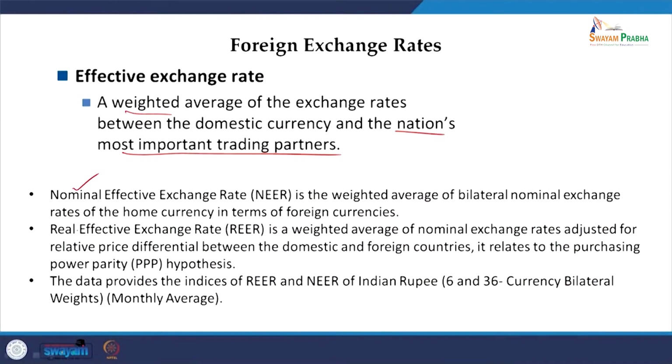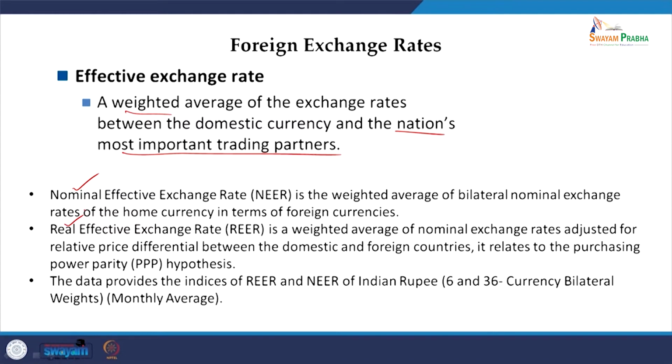So, there are two concepts that emerged in the context of effective exchange rate. One is called NEER and another is called REER. NEER is the nominal effective exchange rate and REER is the real effective exchange rate. Nominal effective exchange rate is actually the weighted average of bilateral nominal exchange rates of the home currency in terms of foreign currencies.